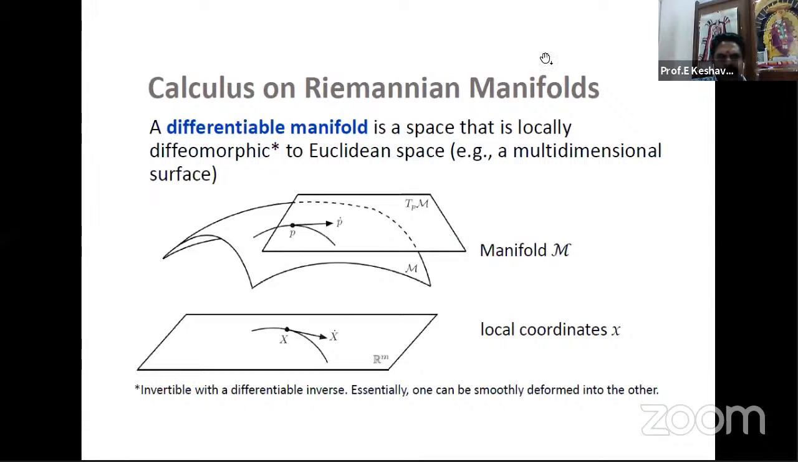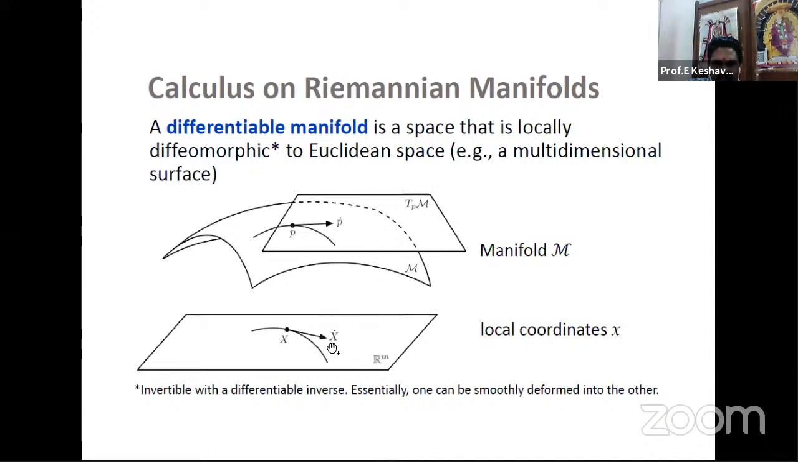So a differential manifold is a space that is locally diffeomorphic to Euclidean space. That's why I said that when we talk about the manifold, the geodesics and all come into the picture. Example: multi-dimensional surfaces. For example, suppose this is a manifold M, bent like this. This is the curve. This is a point P. Now I am going to make a tangent sheet like this, T_P M. So M is a manifold.